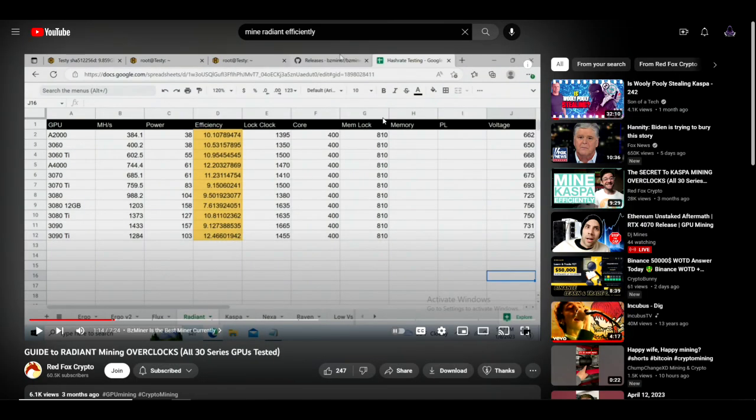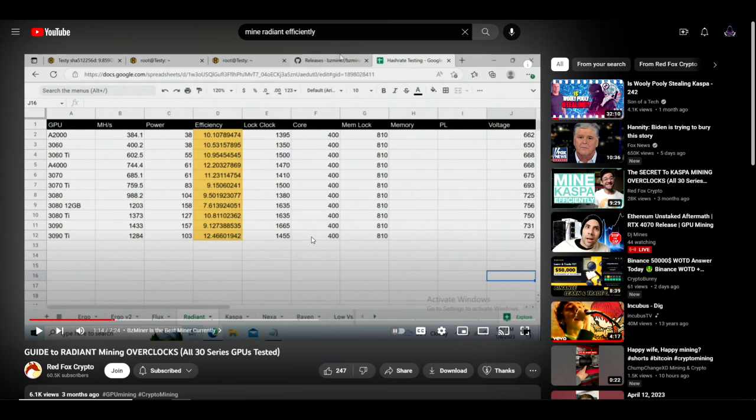You could potentially refer back to some of these locked core settings if you want to try and dial in the efficiency. But from what I'm seeing on my rigs, I think I am a little bit more efficient than most of the settings that he's got in here. So I'm not real sure if 1470 would be better on an A4000 as opposed to 1550. I would imagine it is.